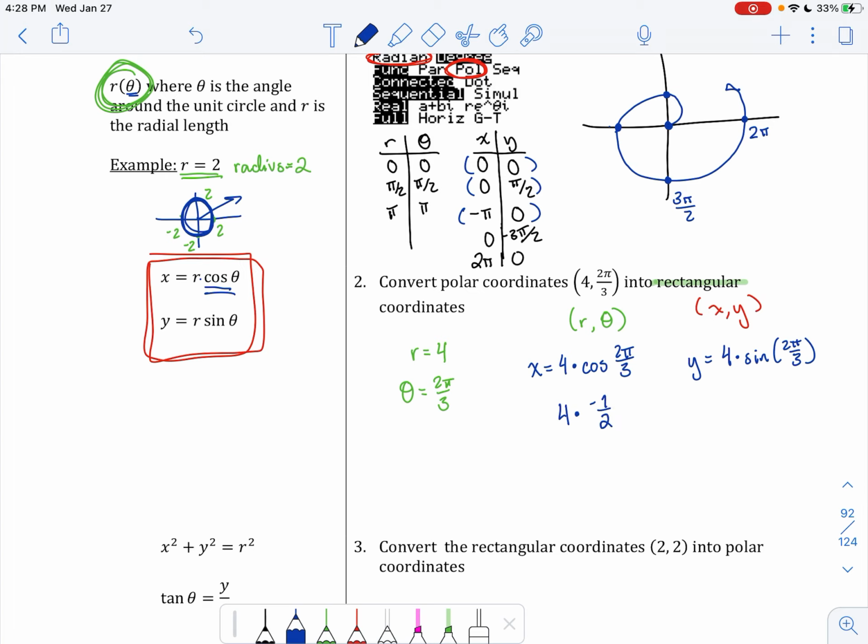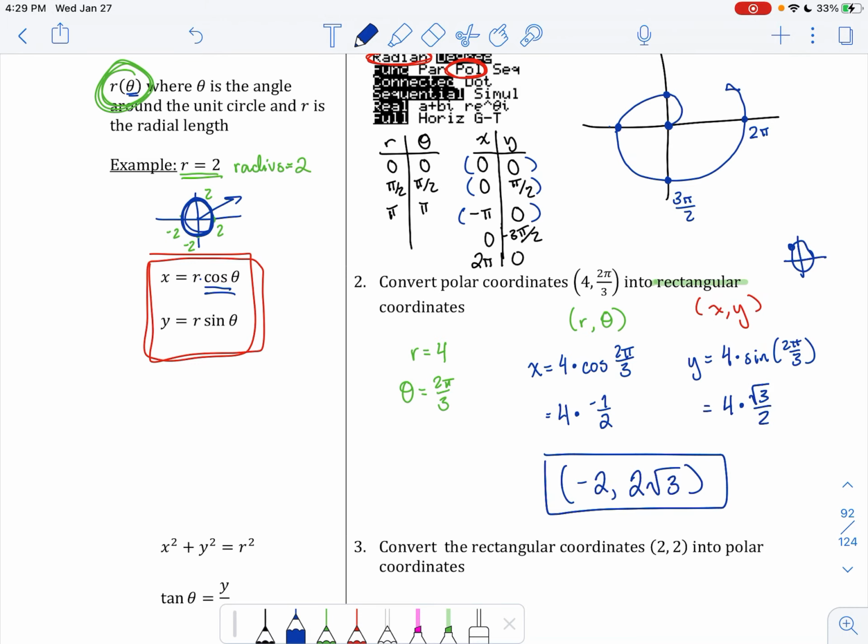If you want to use this as a fine opportunity to renew your memory of the unit circle, that's a lovely option. And then sine of 2 pi over 3 is positive root 3 over 2. So in the unit circle, we're talking about this point right here, positive y, negative x. And therefore, our final answer, negative 2 for our x and 2 root 3 for our y.